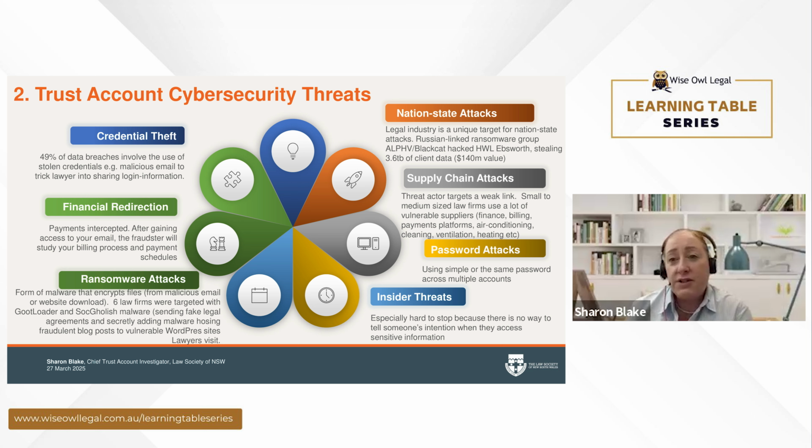So here are the most common threats I see in trust accounts. First one is credential theft, and this includes phishing. That's a method to trick users into divulging their login credentials to gain access to an internal network, commonly through an email. Clicking on the infected link or opening an attachment can initiate the installation of malware or load a counterfeit web page to harvest login credentials.